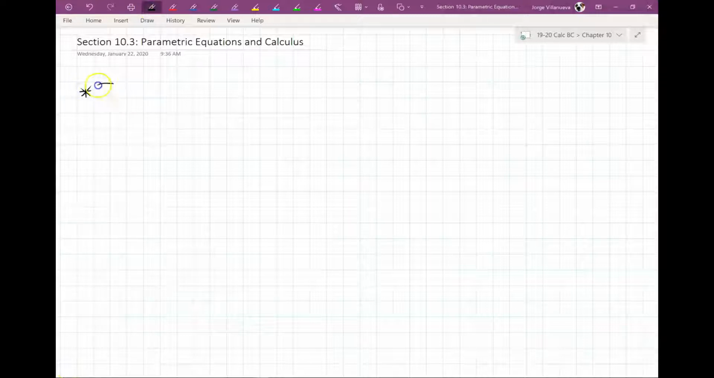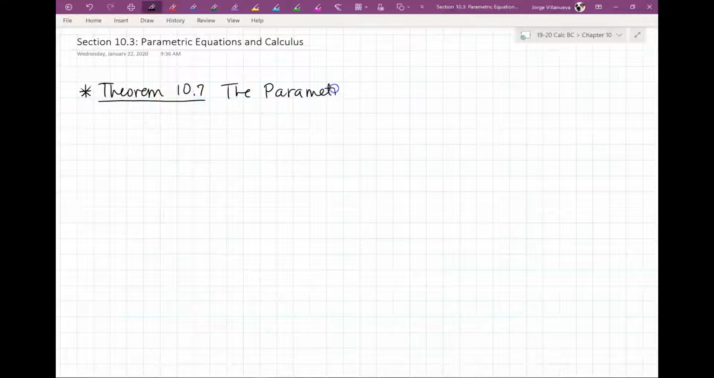Theorem here. Let's start off with a theorem. So this is theorem 10.7, and the parametric form of the derivative. So yesterday we did figuring out parametric equations, how to change them from rectangular equations, or going from parametric to rectangular. We talked about that. And then we did a little bit of graphing, but we didn't do anything related to calculus in a sense, because we never took any derivatives for it. So we are going to talk about derivatives today, what they look like and stuff like that.